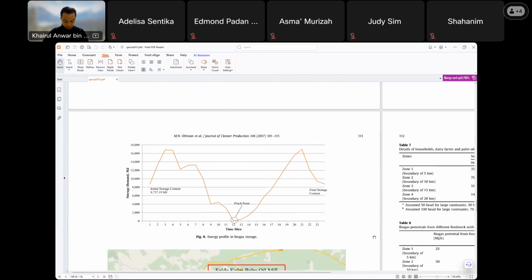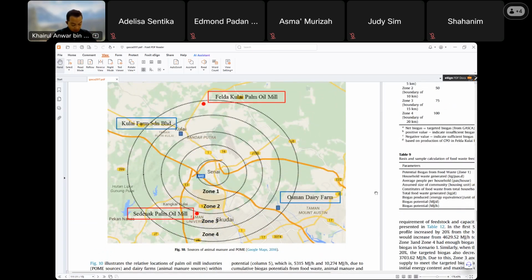So section 4.2, source of feedstock. This is not really part of the cascade, but it's a case study. Need to know it. Figure 10 illustrates the relative location of palm oil mill industry and dairy farm within the maximum covered radius of 20 kilometers away from the city.